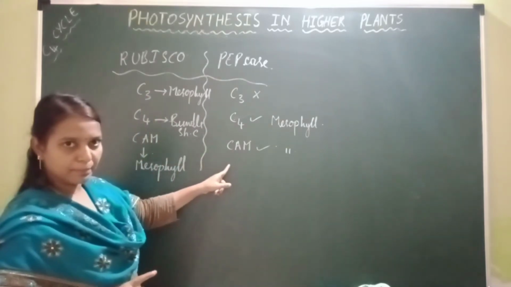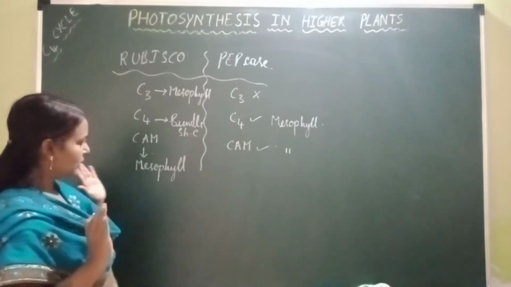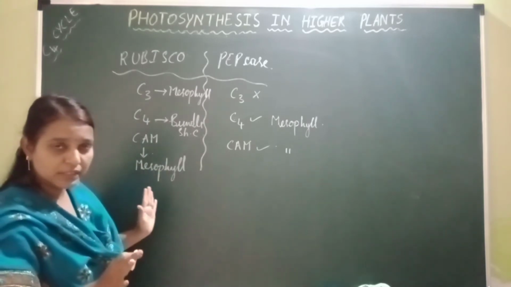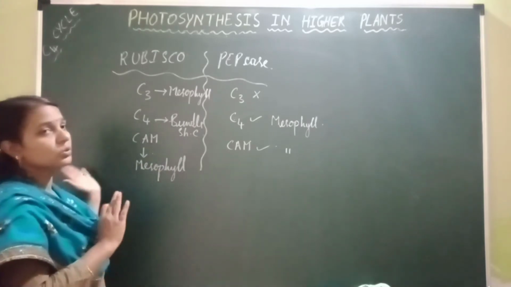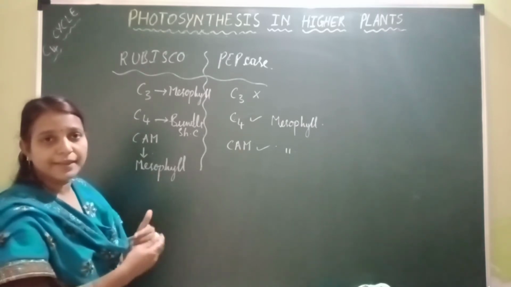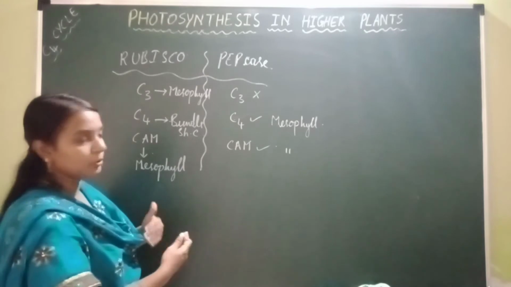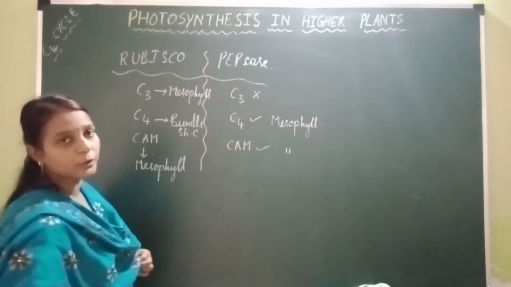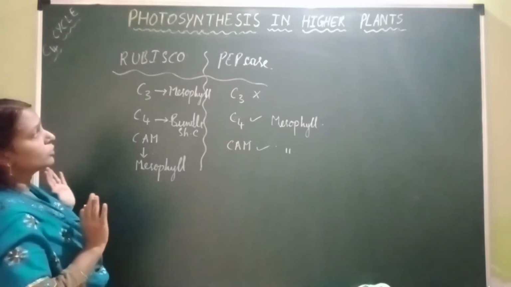In CAM plants, the CAM pathway occurs in only one type of cell, the mesophyll cell, which has both Rubisco and PEP carboxylase. I'll be explaining this CAM pathway in the next video. So this is all about Rubisco and PEP carboxylase.